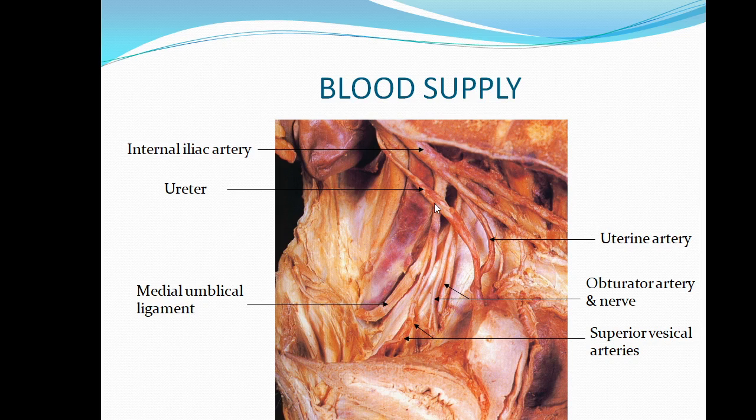Here you can see in this dissection the obturator artery giving additional supply to the urinary bladder. And here you can see the superior vesical artery, which is a branch of the anterior division of the internal iliac artery. This is the internal iliac artery, dividing into anterior and posterior divisions. So, in females, the uterine artery also supplies the urinary bladder.